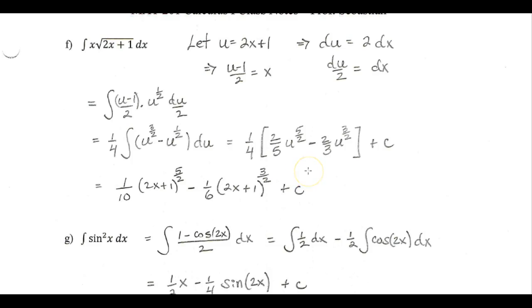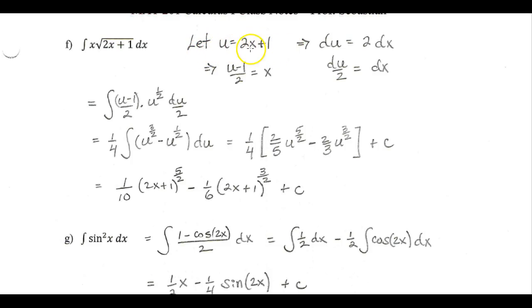Okay? So now I'm going to get a little bit more complicated on you, but substitution will still work. So here in part F, I have the integral of x times the square root of 2x plus 1 dx. So I'm using substitution. I look for a function that is inside of another function. So I see that the function 2x plus 1 is inside the square root function. So that's my u.